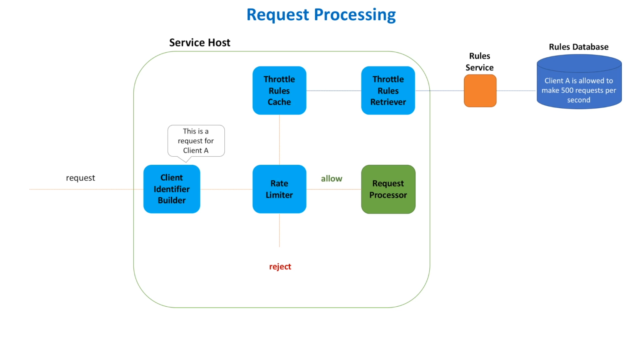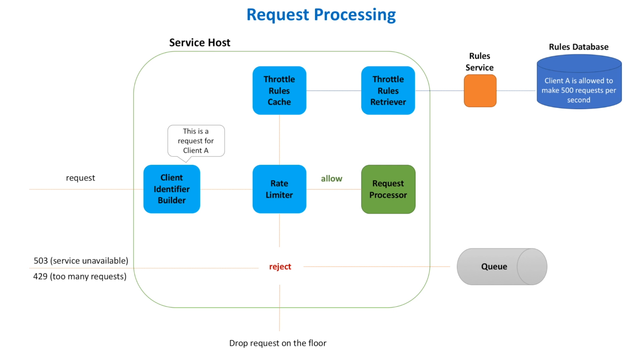And there are three possible options in this case. Our service may return a specific response status code, for example, service unavailable or too many requests. Or we can queue this request and process it later. Or we can simply drop this request on the floor. Nothing scary so far, right? The thinking process has been pretty straightforward. We know we need a database to store the rules. And we need a service on top of this database for all so-called CRUD operations: create, read, update, delete.